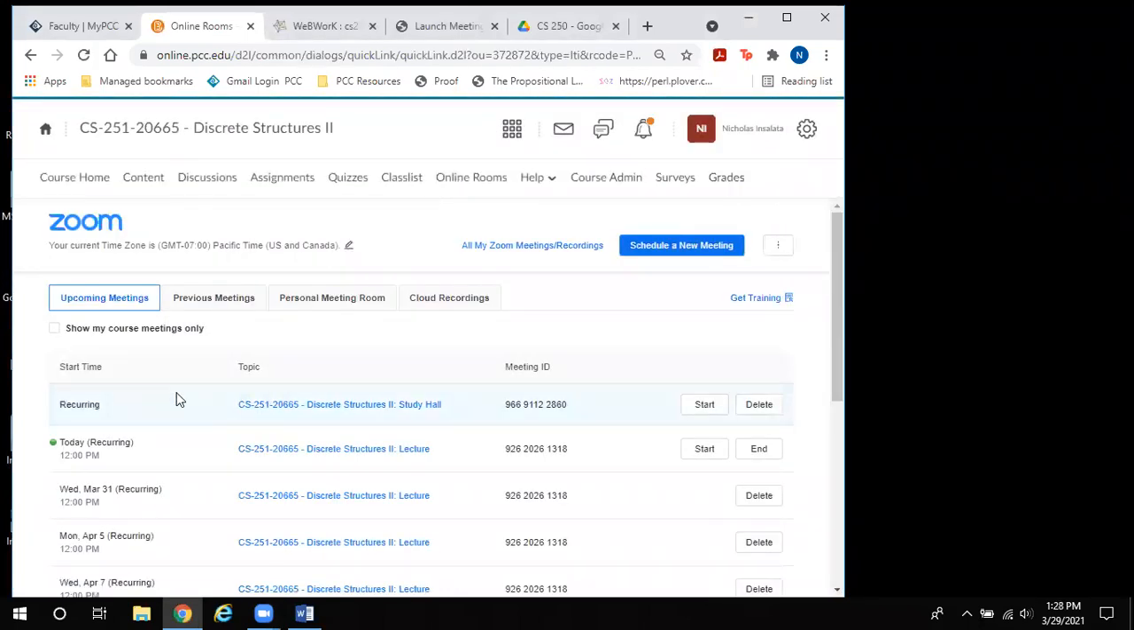But for those of you in the same class, if you go to online rooms, you can see here there's this recurring study hall. If you want to meet up with a couple of people and work on the proofs together, something like that, that's totally fine. The study hall is just open for the duration of the term. There's no set times that it's open. It's just open 24/7. So you would join up here if you want to hang out with your classmates, have a Zoom meeting, talk about the course and do problems together.